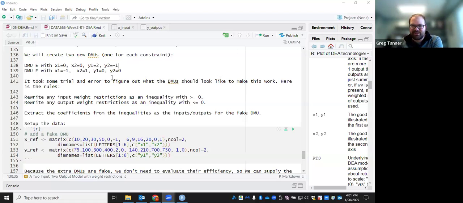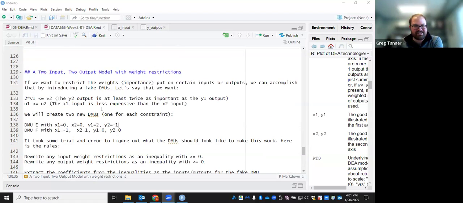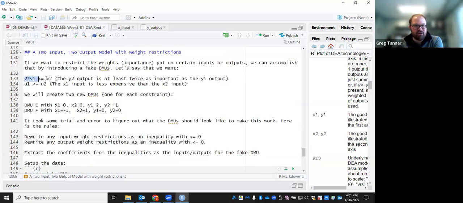Okay, I fixed my code to match what I had given in the example. So we want 2v1 is less than v2 and u1 is less than or equal to u2. To do that, we create a fake DMU E that has 0 for x1 and x2, 2 for y1 and -1 for y2. And then for fake DMU F for the second inequality on the weights or values, with -1 for x1, 1 for x2, and zeros for both y1 and y2.